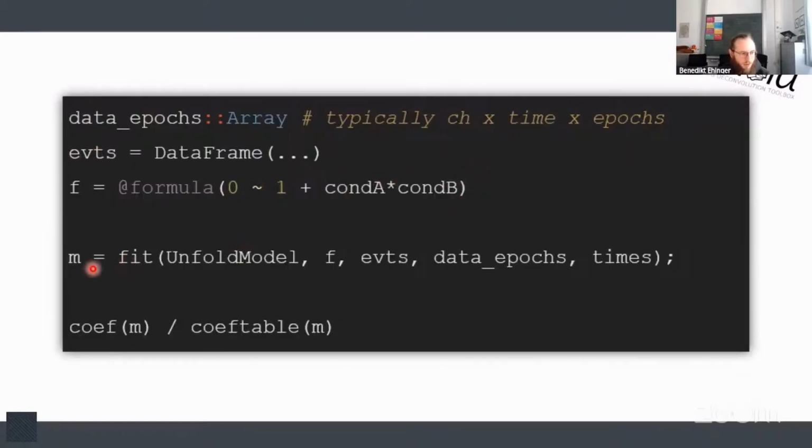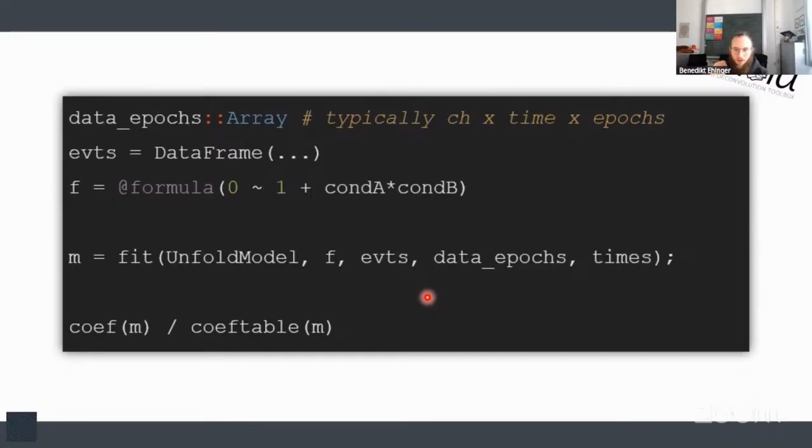Then you put it into a fit command. You tell it, I want an Unfold model. Don't fit me a linear regression or something like that. Unfold model, that's what we have. Then formula, event table, data, and a times vector, which is just a convenience so the output is a little bit nicer and we know when in time you are. That's just a vector, like EEG.times in some sense. Once you have that, you can get the coefficients in a matrix format like this, or as a table format like this, and there are many other tools. But you don't need to remember any of this, because in the exercise we prepared it for you, and you should be able to do it.